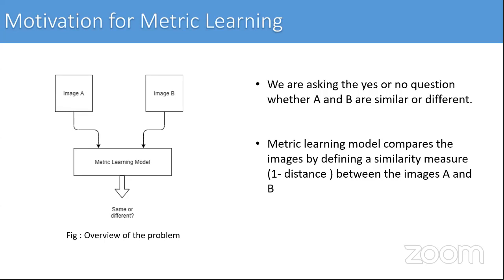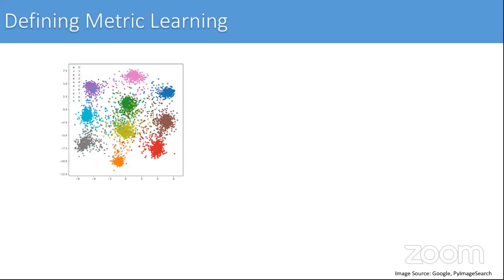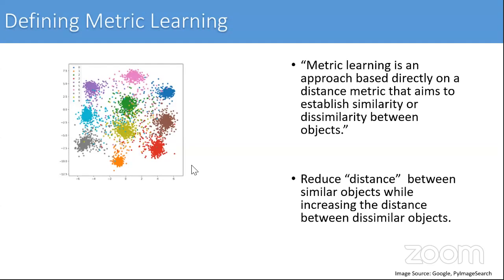So what do you mean by metric learning? Metric learning is an approach based on which we aim to establish a similarity or dissimilarity between objects. See on the left side, you can see these are features that are extracted from your MNIST data set, and after the machine learning framework is defined and trained, this is the kind of result you're going to get.